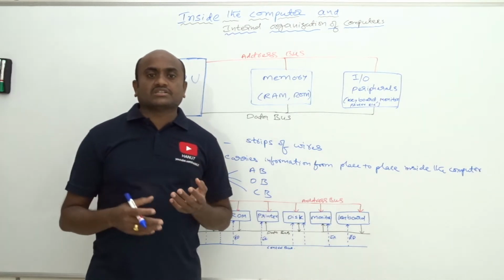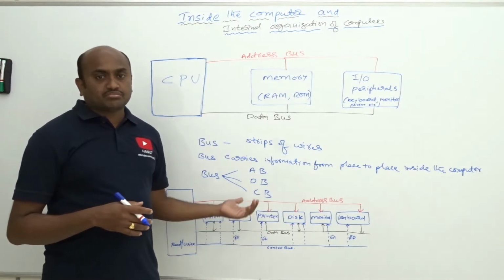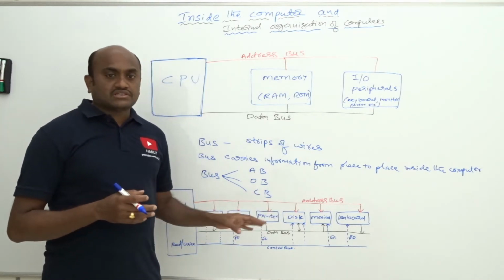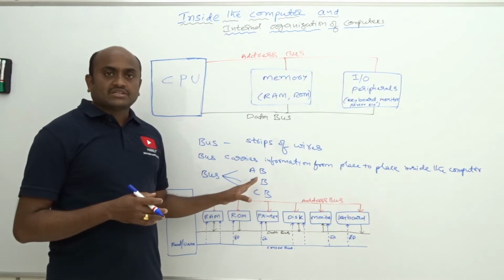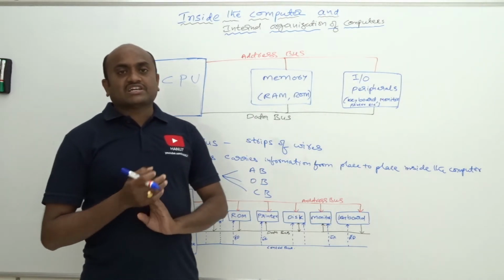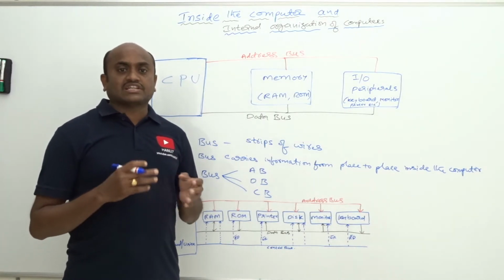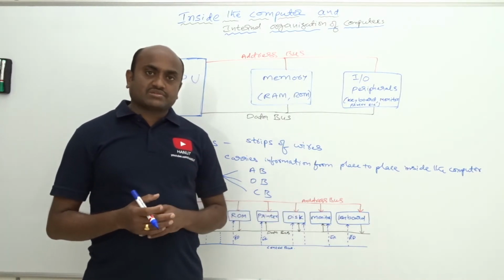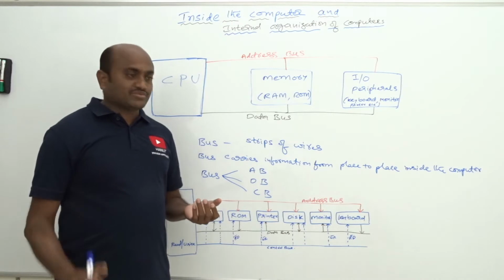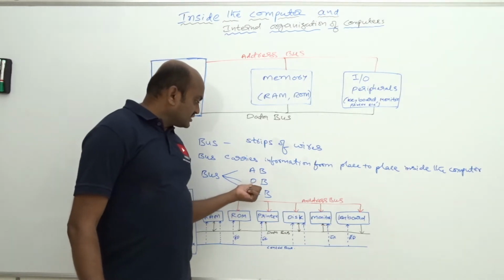So the processing power is related to this data bus. Not only data bus, also the address bus. I will tell you what exactly is meant by the processing power being related to the size of the data bus or the size of the address bus in the next few minutes.